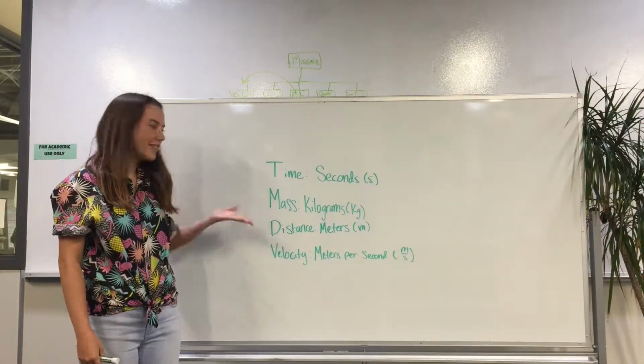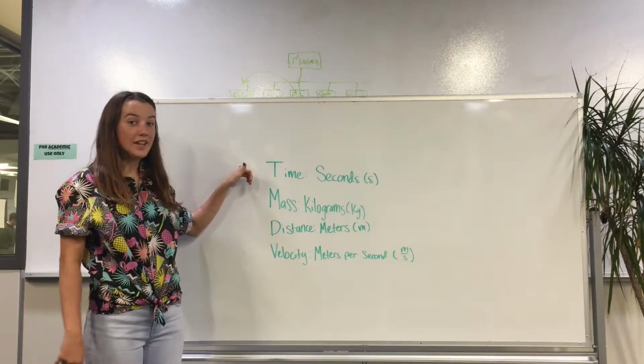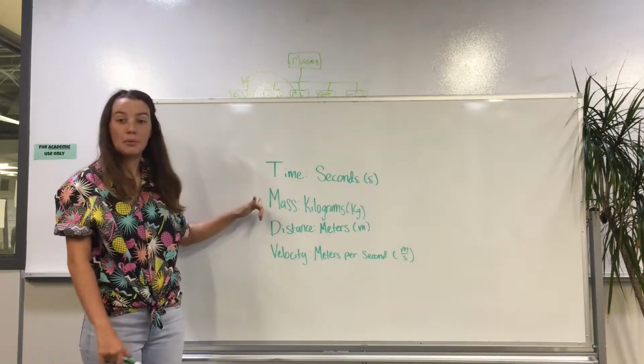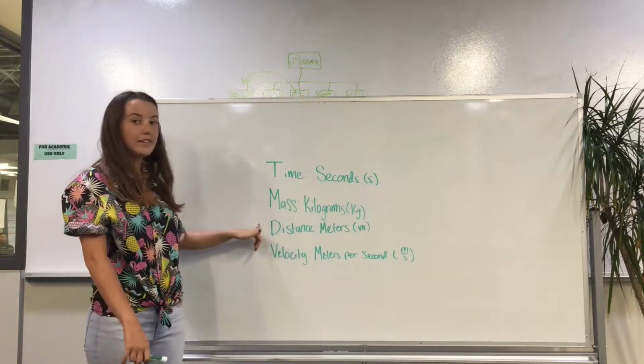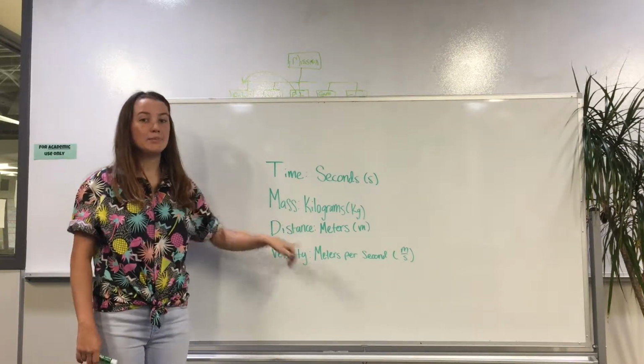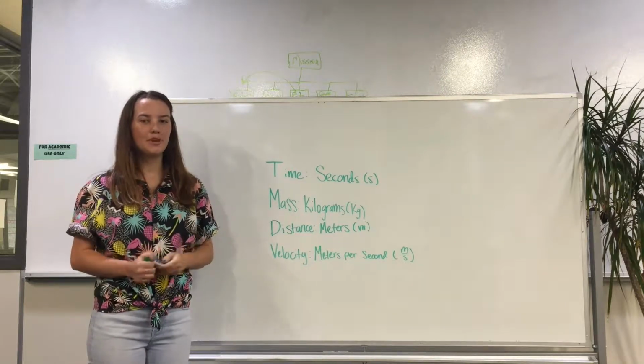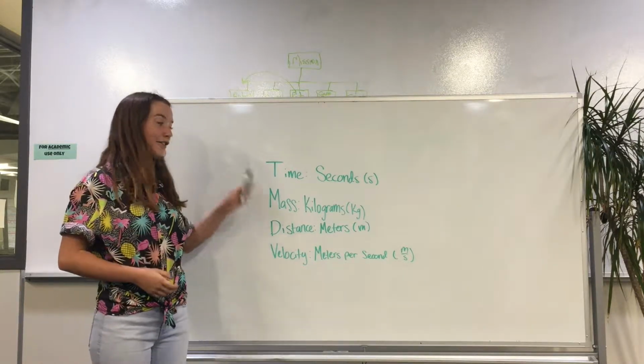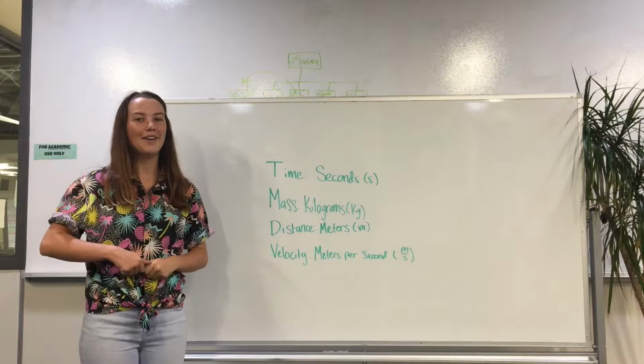These are the 4 SI units. The SI unit for time is seconds. The SI unit for mass is kilograms. The SI unit for distance is meters. And the SI unit for velocity is meters per second. If you take your measurements in units other than these 4, you have to know how to convert.